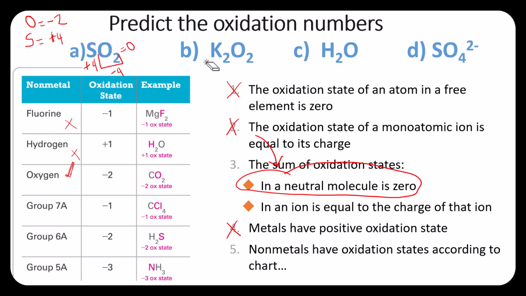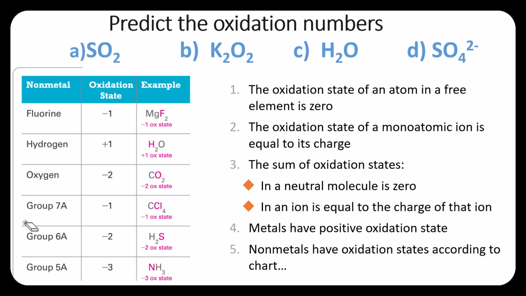So let's do another example together. Let's do this one. So let me clear all the ink off of this slide. So we're going to go through for this one. Oxidation state of a free element is 0. We don't have any free. Oxidation state of monoatomic ion. We don't have any monoatomic ions. Sum of the oxidation states. So we've got to make sure that potassium plus oxygen equals 0.